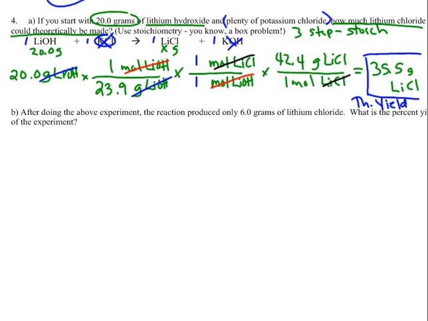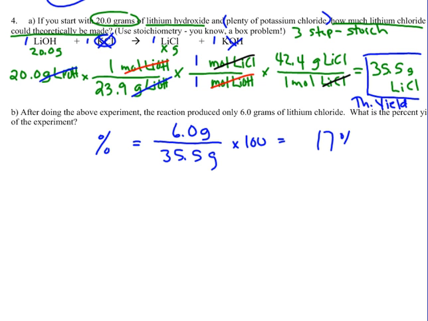So for part B, 4B, it says after doing the above experiment, the reaction produced only 6.0 grams of lithium chloride. What is the percent yield of the experiment? So the percent yield is going to be the actual yield of 6.0 grams divided by the theoretical yield of 35.5 grams, and then multiply that answer by 100. Now 6.0 has only 2 sig figs, so our final answer is going to only have 2 sig figs. And so when you enter this correctly into your calculator and round it, you get 75% yield.